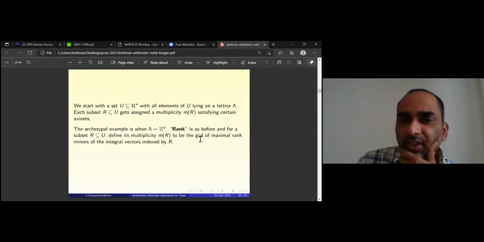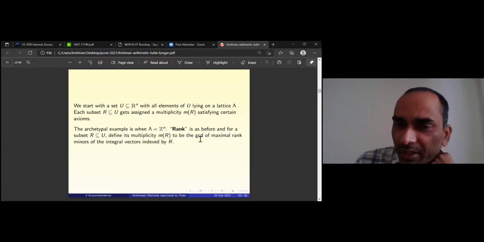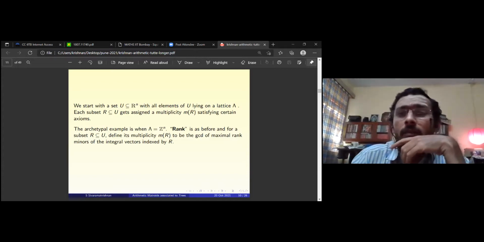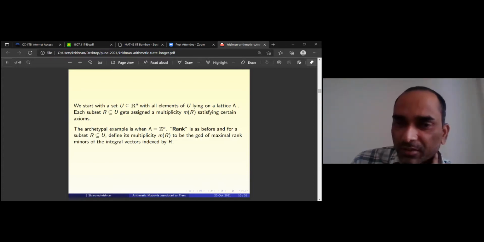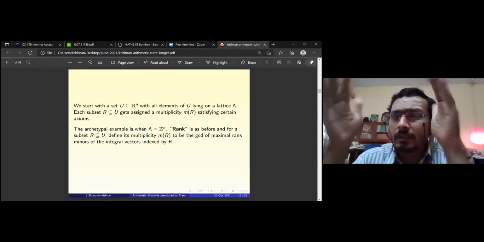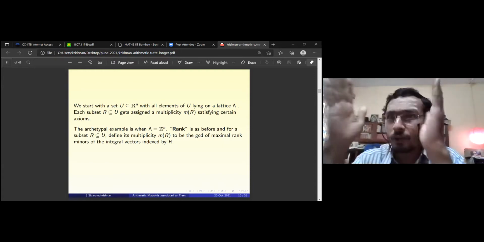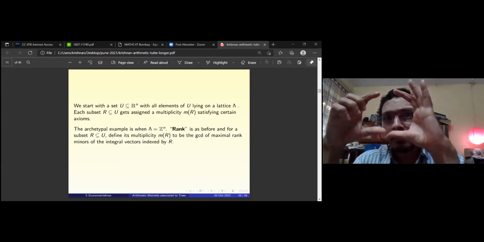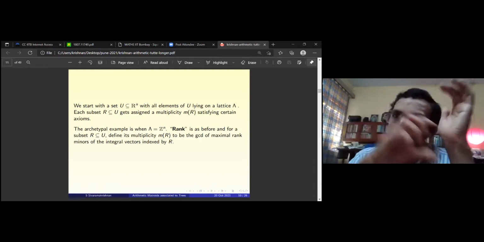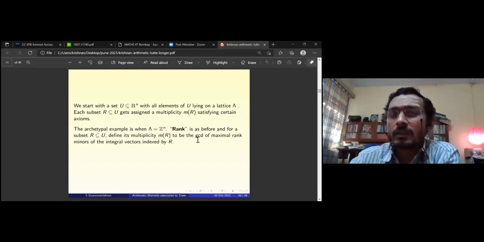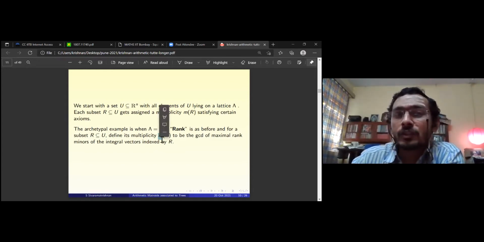So we are starting with some list of vectors, let's say in Z to the 10. Instead of saying rank, it's a minor, no? Correct, 3 by 3 minors. When I say maximal rank, that means the rank of that list is some number k. If the rank is k, there will be a k cross k submatrix which is non-singular. Maybe there are other k cross k submatrices which are also non-singular. So you look at all of them, and then you look at the GCD of that. That is a good candidate for this multiplicity M of R.